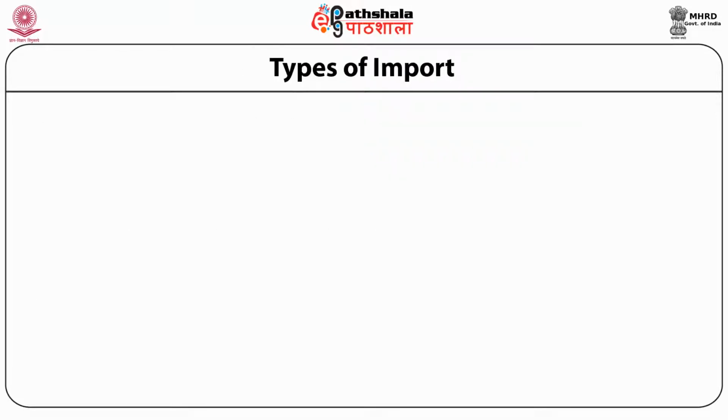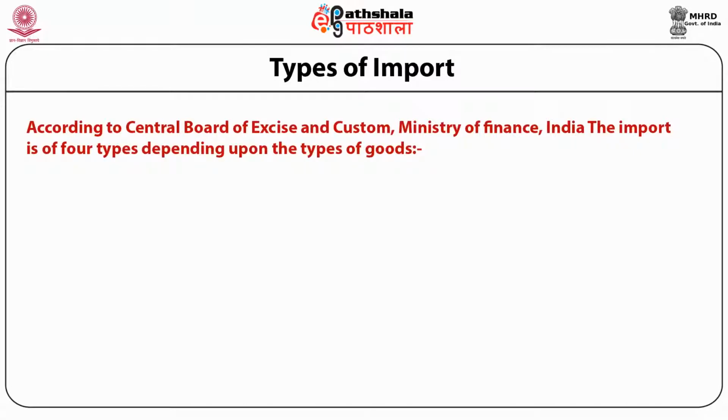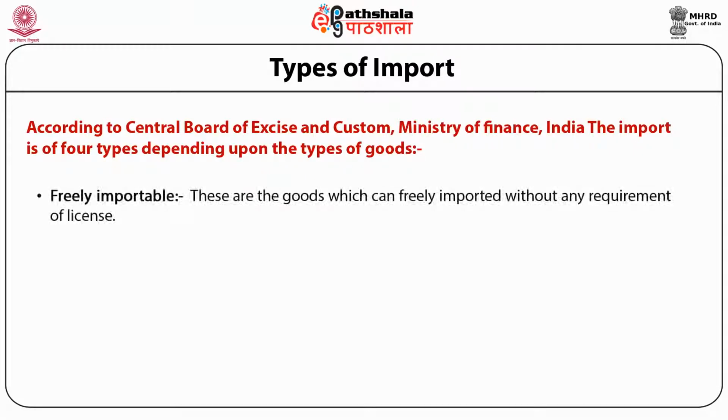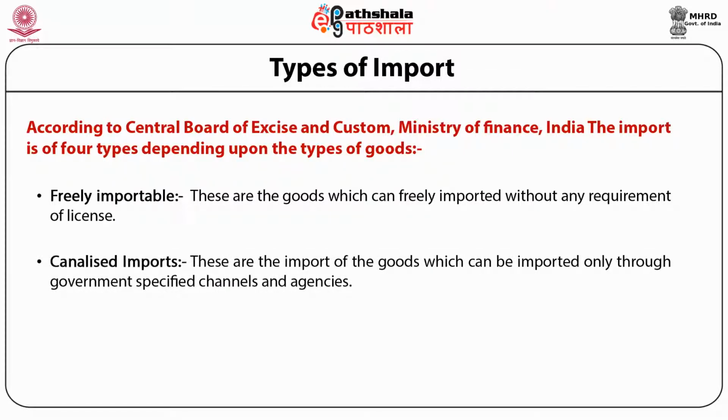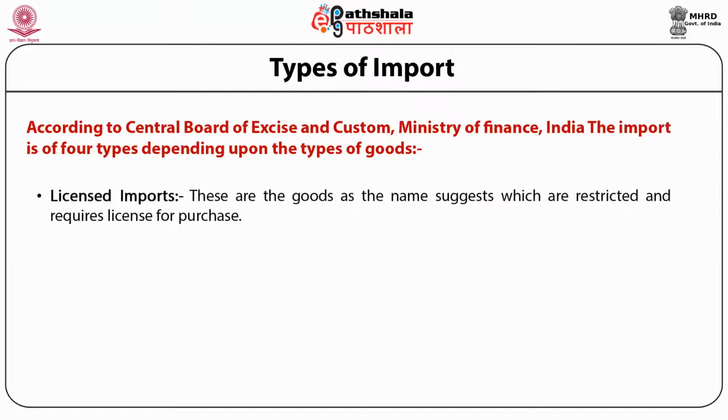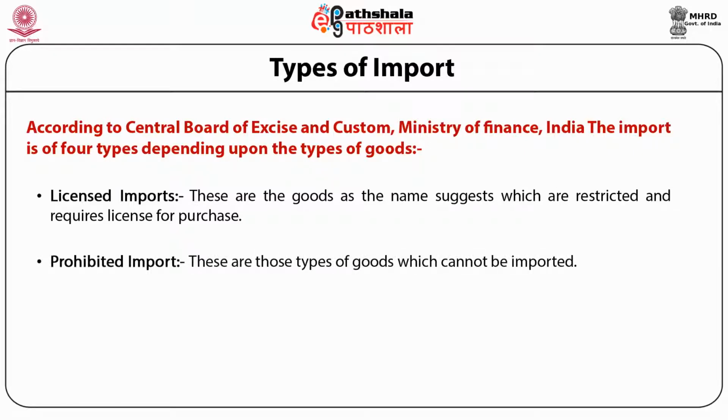Types of import. According to the Central Board of Excise and Customs, Ministry of Finance, India, the import is of 4 types, depending upon the types of goods. First is freely importable. These are the goods which can be freely imported without any requirement of license. Second is canalized imports. These are the goods which can be imported only through government-specified channels and agencies. Third is licensed imports. These are the goods, as the name suggests, which are restricted and require license for the purchase. Fourth is prohibited import. These are those types of goods which cannot be imported.